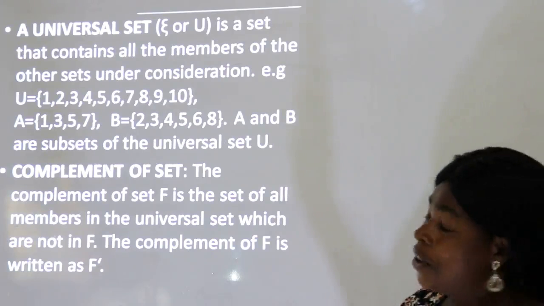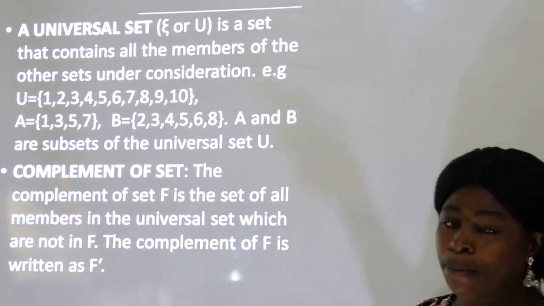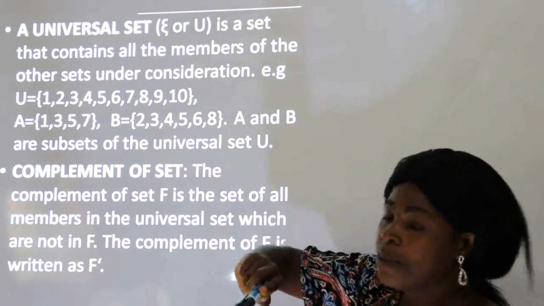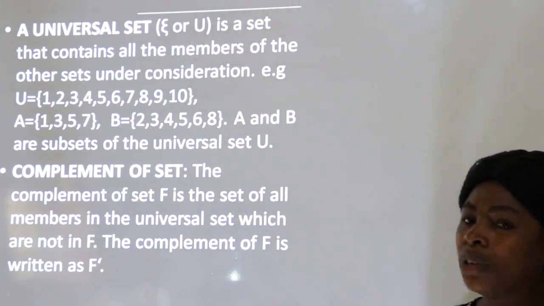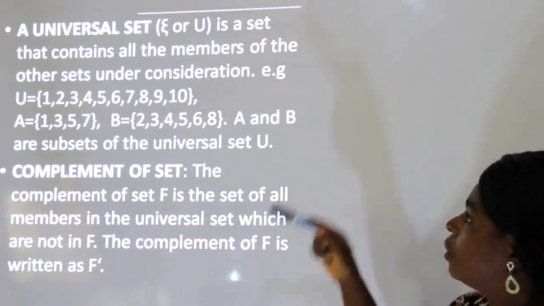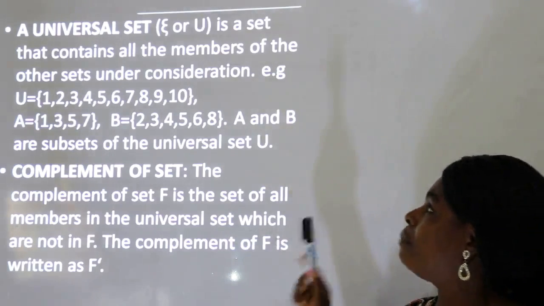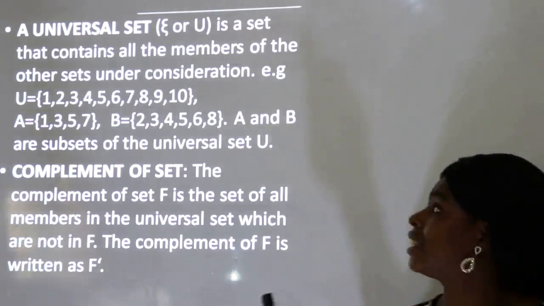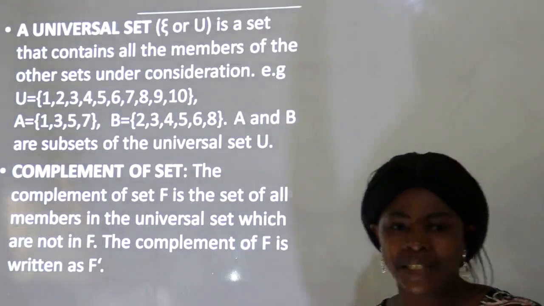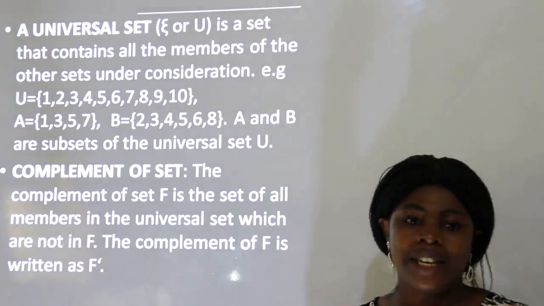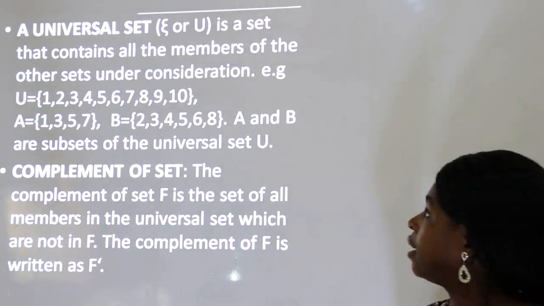Now let's look at the universal set. We have a symbol for universal set. So if you see this symbol, it's a symbol for universal set. Or if you see a capital letter U, it's also a symbol of universal set. So universal set, as I said, is a set that contains all the members of the other sets under consideration. You may have 2 or 3 sets under consideration, so all the members in them must be in the universal set.